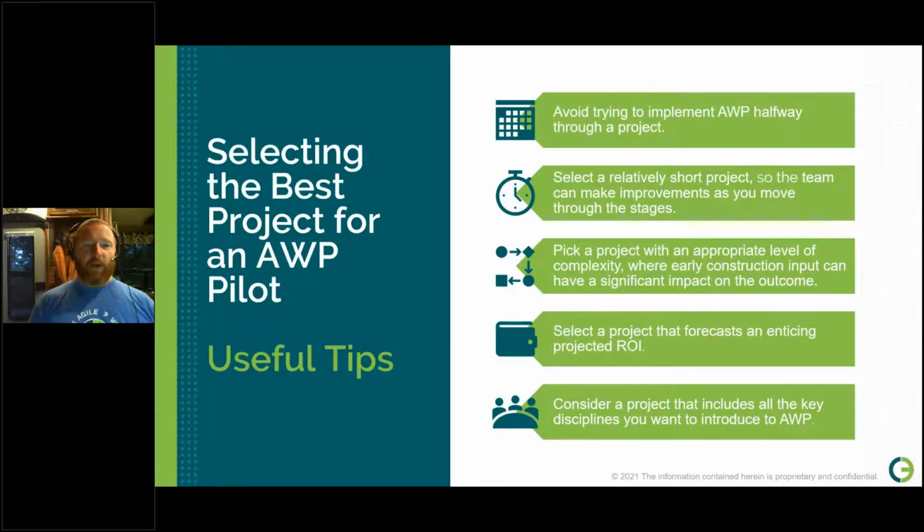Okay, so in the case where you're not being forced by your management team or an owner organization to do it, here are some useful tips for how to pick a pilot project. Avoid trying to implement AWP halfway through a project. Like I already said, if you start AWP a week before construction, you're not doing AWP. So find one that you can get into early, that's still in the early FEL stages. Select a relatively short project so the team can make improvements as you move through the stages.